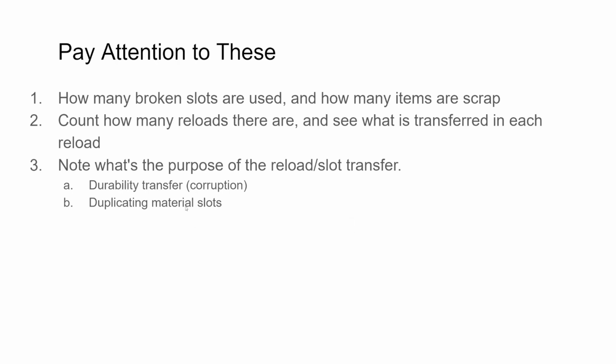A. Durability transfer, also known as corruption, or B. Duplicating material slots. For example, if the purpose of the reload is to corrupt something, you need to not sync game data by not pressing D-pad and not accidentally opening your inventory. And if the purpose of the reload is to duplicate materials, note down what you are duplicating by checking what slots are covered by the broken slots.